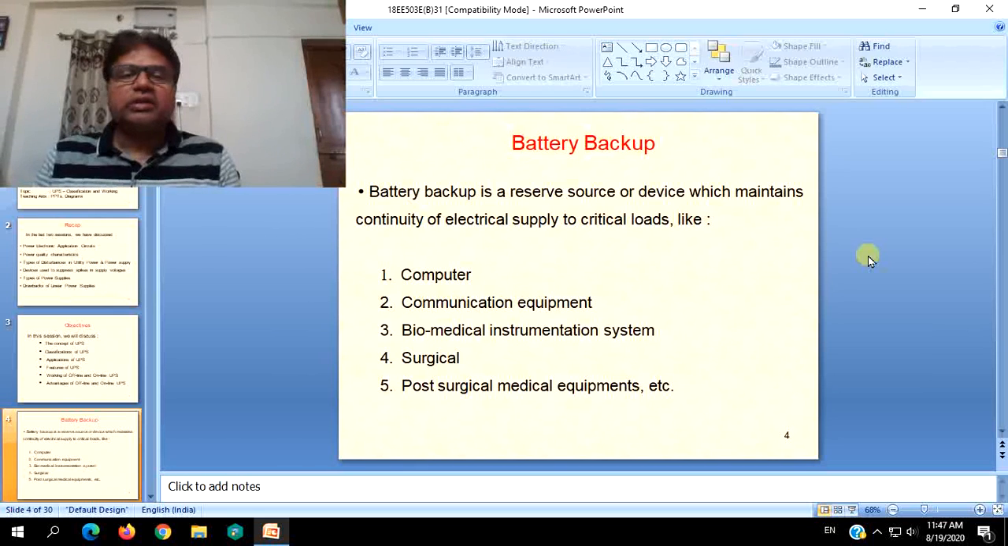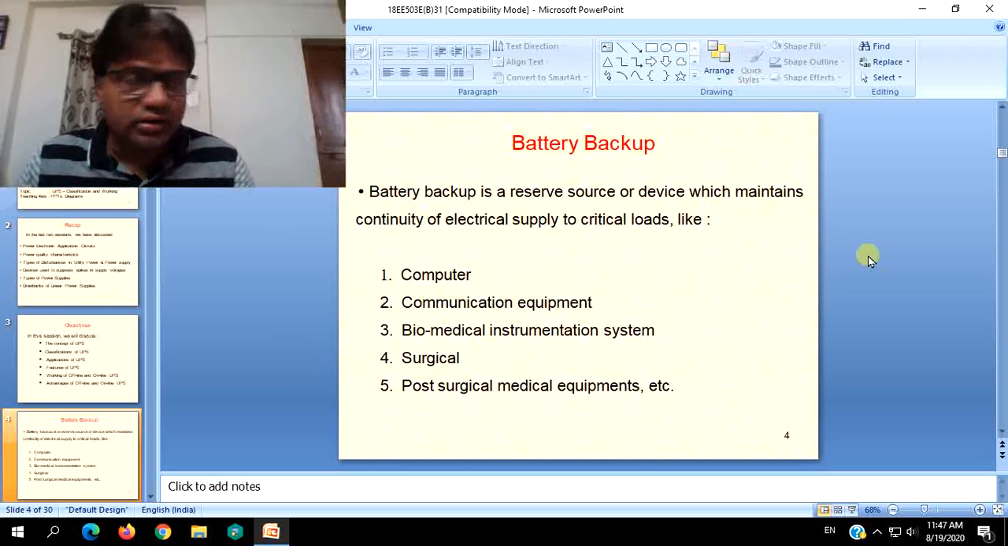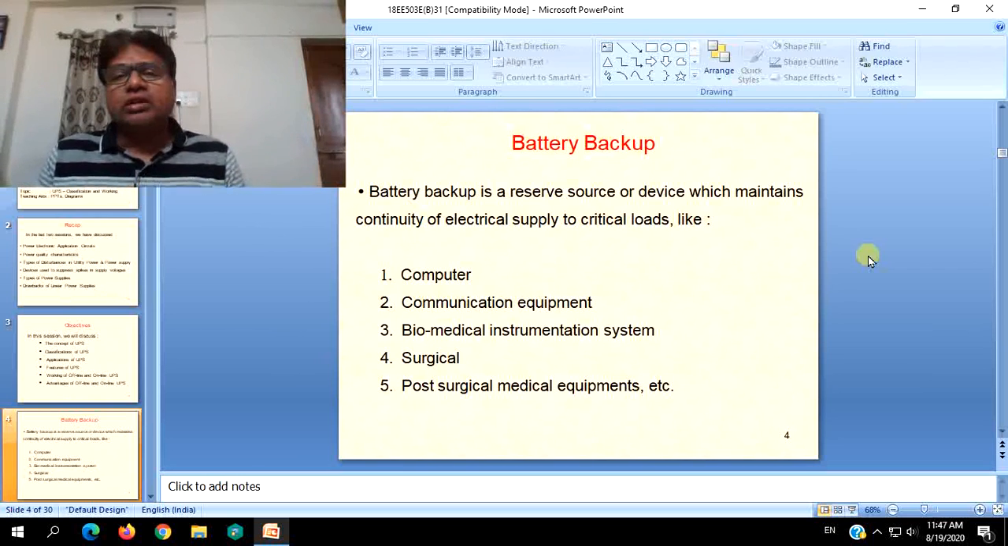They are obviously computers, communication equipment, biomedical instrumentation systems, wherever in the hospitals you are using them for testing, and surgical equipment in the operation theaters. There should not be any disruption of the supply. Post-surgical medical equipment, all these things have to be maintained properly without any interruption in the power supply. Power supply should be given continuously to those loads, and with proper quality also.